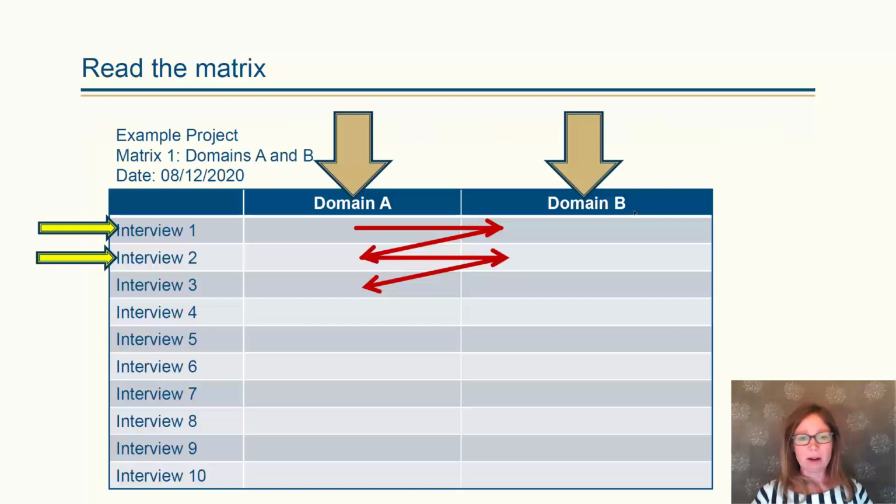So the tan arrows are the first step of the down reading. We're going to read all the way down the domain A column, and then all the way down the domain B column, and you can even put little notes down at the bottom. Observations, things that jump out at you. Then you go over to the side by the yellow arrows, and you're going to read across the domains and say what one person said about multiple domains. And then finally, the red arrows are that zigzag pattern. This is where you're starting to look for connections.